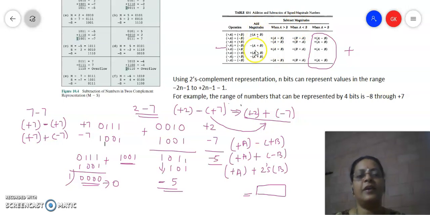And here we are going to add because the signs are the same. If the signs are the same, then you add. And in a subtraction operation, if the signs are different, then you add. So this completes the discussion of how we are going to do addition and subtraction of sign magnitude numbers.